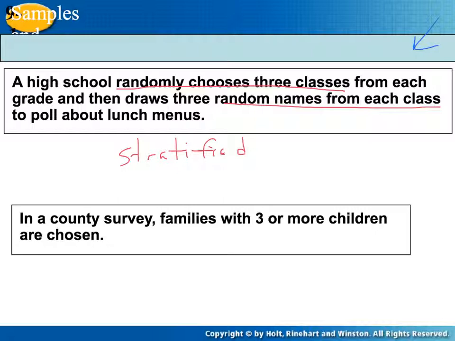All right. Next, it says, in a county, families with 3 or more children are chosen. What type of method is this? Well, 3 or more children, that sounds like a rule. If you don't have 3 or more children, you are out the window. You're thrown out of this survey. So this is systematic.